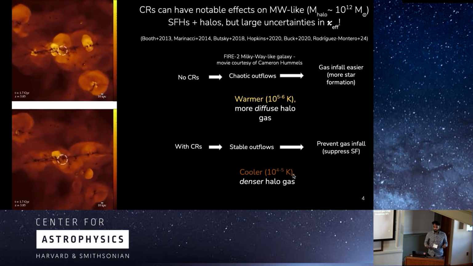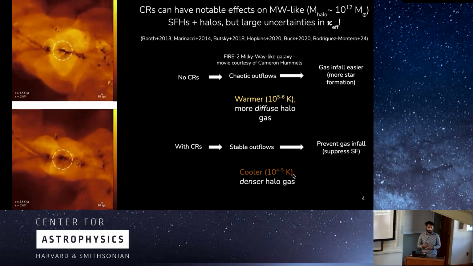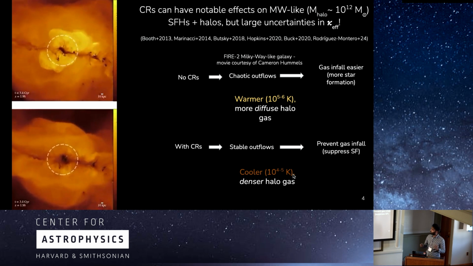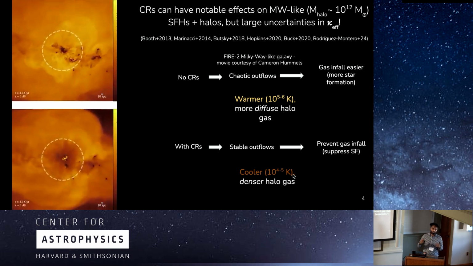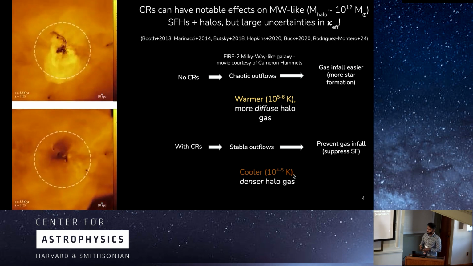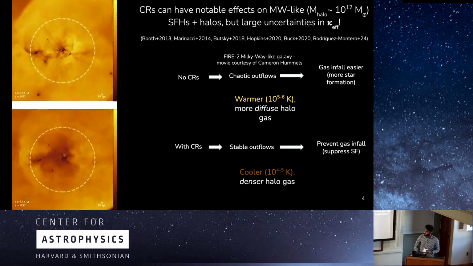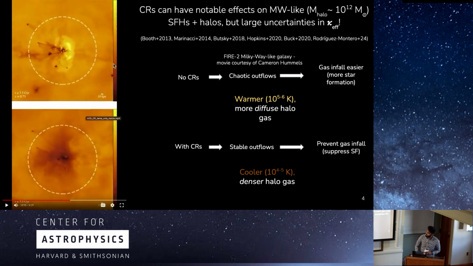And so groups, including ours, but several others, have in the past decade found that cosmic rays can potentially have very significant effects on galaxy formation if they can escape the disk with minimal losses and get into the halo, where they can establish these large cosmic ray pressure-dominated halos. What you're seeing here is a temperature slice of the same Milky Way-like galaxy from FIRE run without cosmic rays on top and with cosmic rays on the bottom. And typically with cosmic rays, the outflow structure is much more stable and coherent.